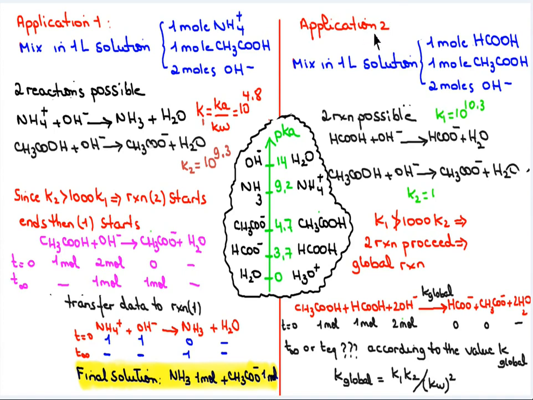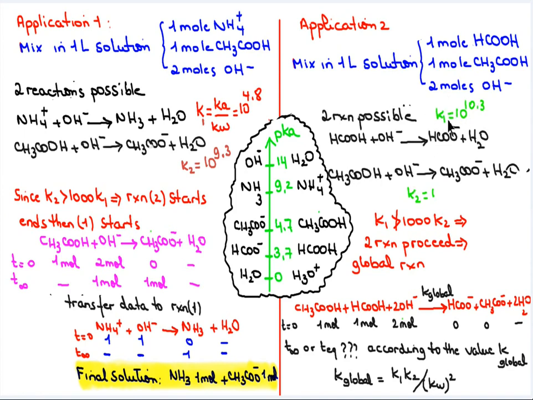In the second application, we mix 1 liter solution containing 1 mole HCOOH, 1 mole CH3COOH, and 2 moles OH minus. By the same way, we have two reactions possible, the reaction of the first acid with base and the reaction of the second acid with base. We write the two reactions, and we calculate K1 of the first and K2 of the second.